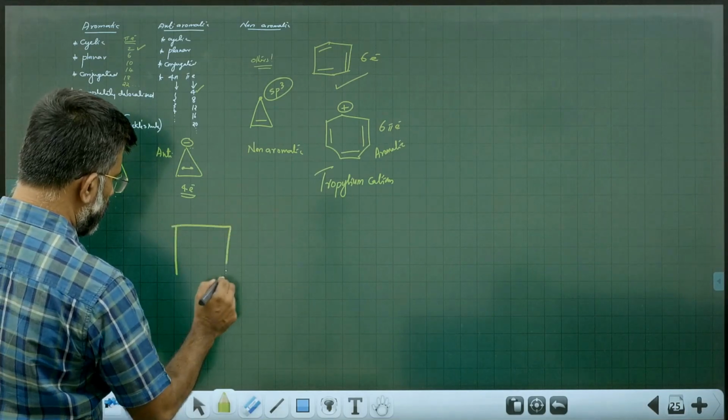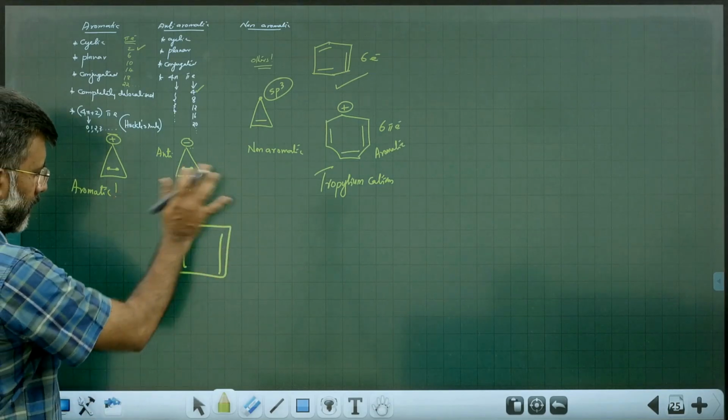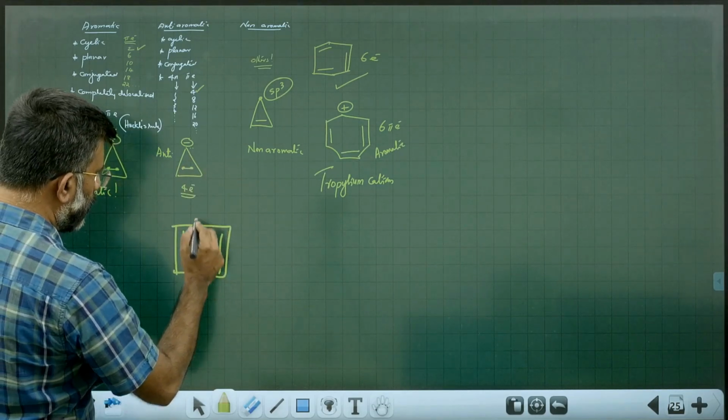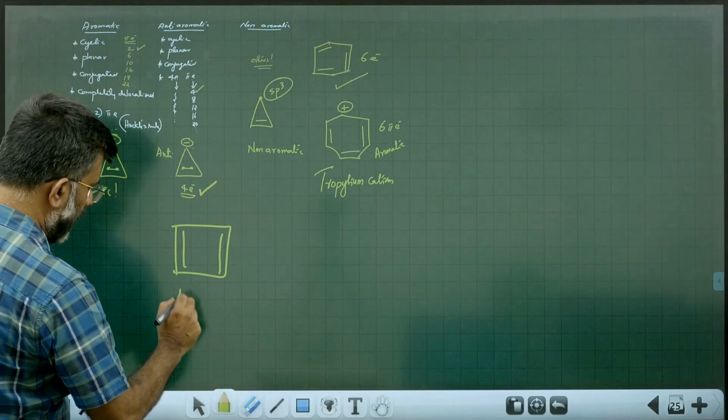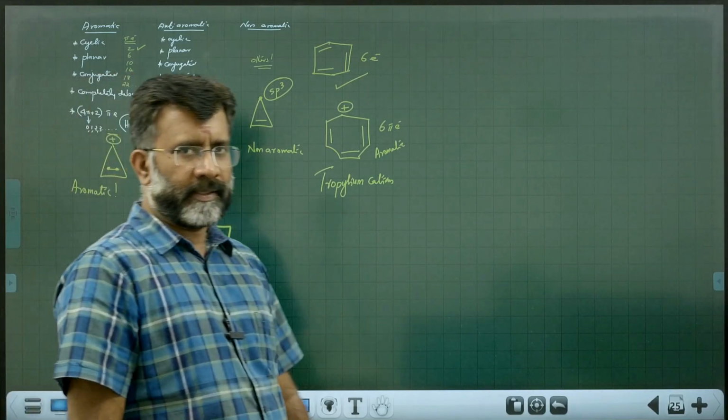A molecule like this will be anti-aromatic in nature, cyclic, planar, conjugated, having a 4 pi electron system. It is anti-aromatic in nature. Right?